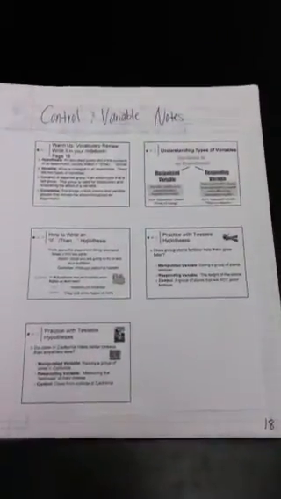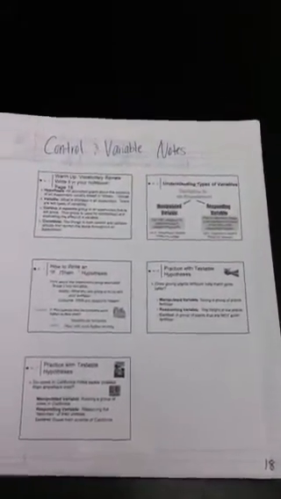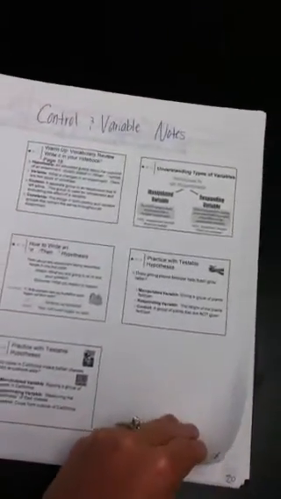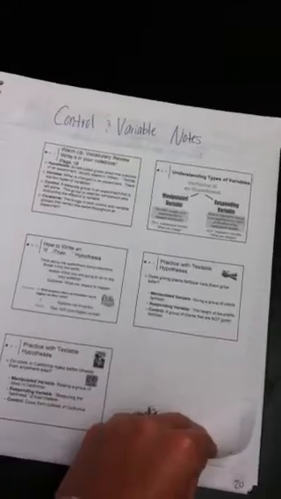On 18 should be your notes titled Control and Variable Notes. Again, this is my printed out PowerPoint presentation, but your notes will be handwritten. If you're missing these notes, please look on our School Loop locker for the day we did them in class.